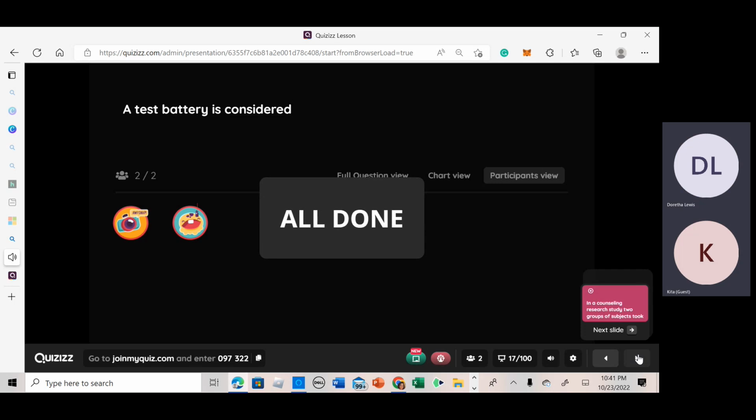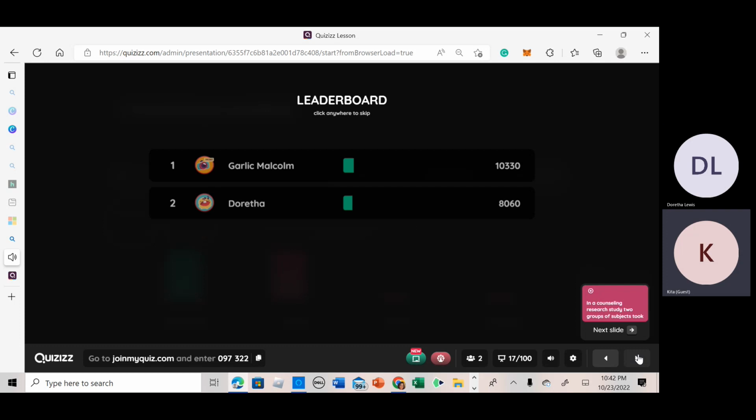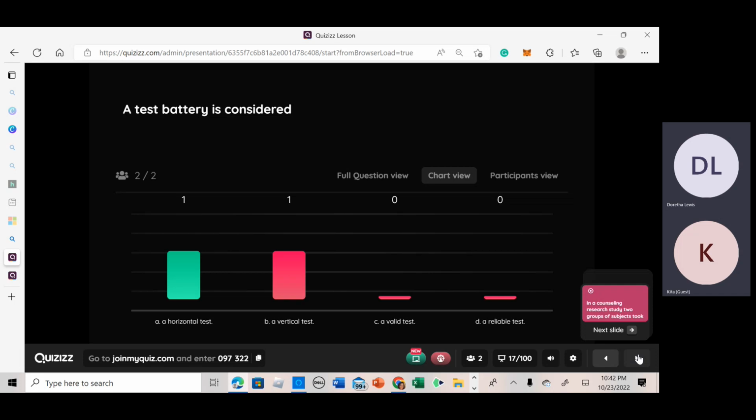A test battery is considered a horizontal test. In a test battery, several measures are used to produce results that could be more accurate than those derived from merely using a single source.